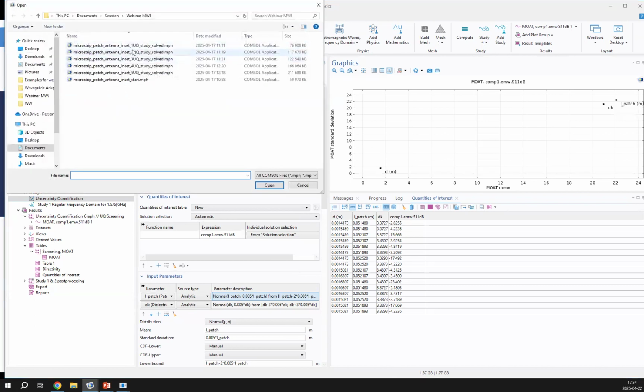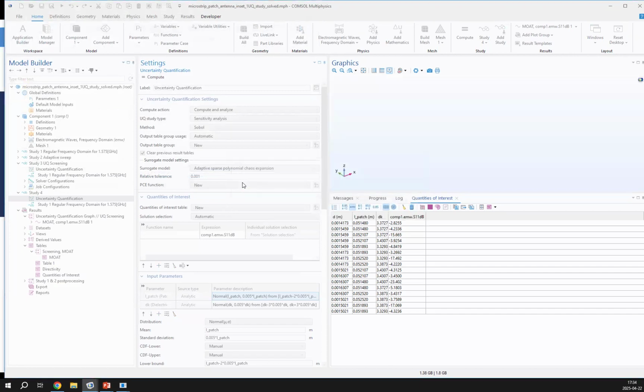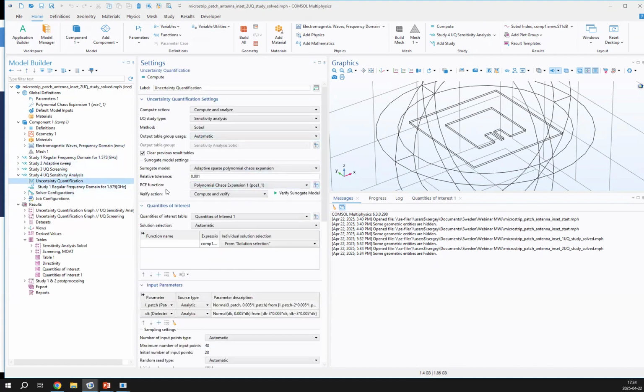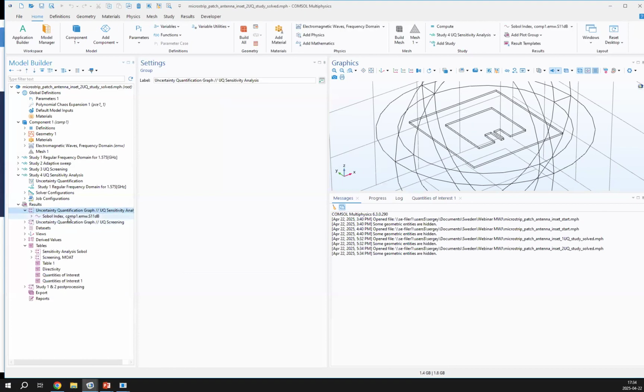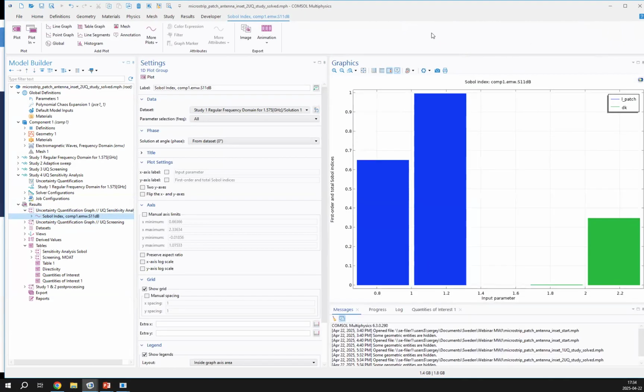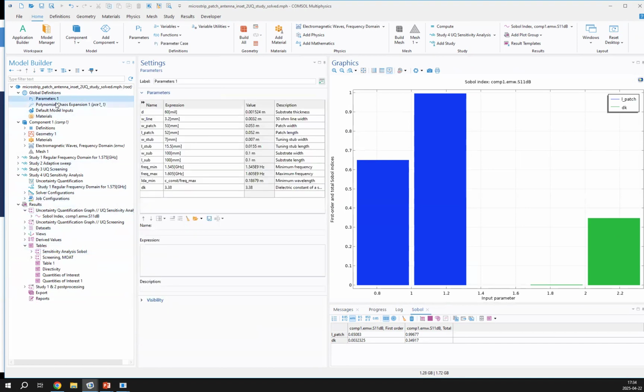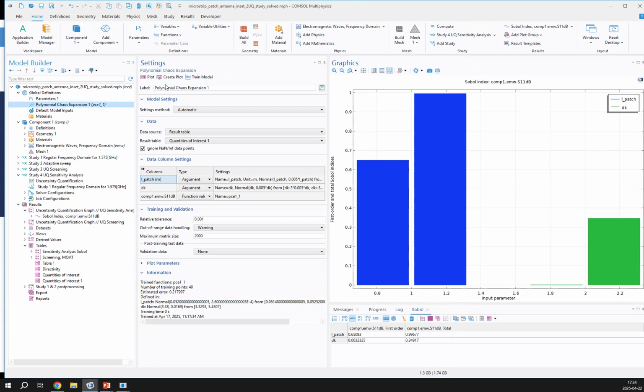Instead of that, let me open another stage of that model after we ran that second uncertainty quantification analysis. And you can see here the first surrogate model used, and we can check the results in the form of Sobol indices. Here you go. And again, some extra data is available under the tables node. We can also see the surrogate model added in the global definitions node. Technically, you can use it as a function for some extra analysis. And also you can check here some extra log information.